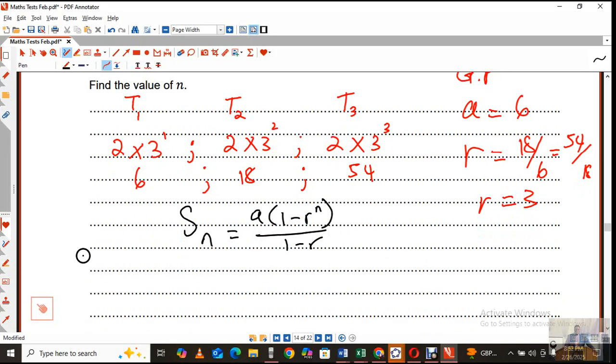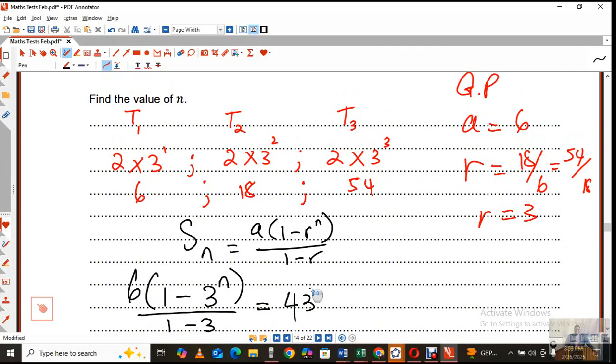Right. What is A? A is 6. What is our r? R is 3. The n is what we are required to find. And that will be 6 times 1 minus 3 to the n, over 1 minus 3, is equal to that horrible number, 43 million. Remember from our previous work there.